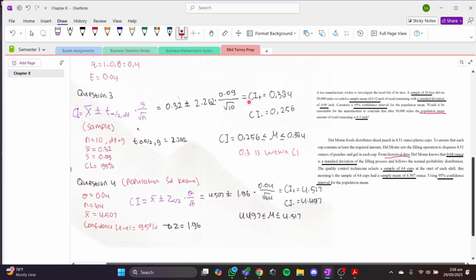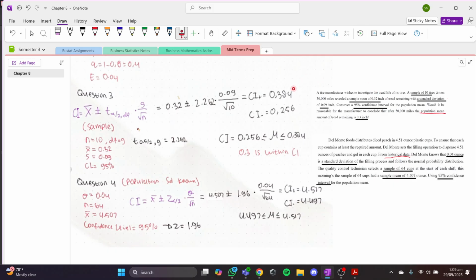Okay, so for question 3, it is about a tire manufacturing company that investigates its tread life with a sample of 10 tires driven 50,000 miles, and it reveals a sample mean of 0.32, a standard deviation of 0.09, and it wants a 94.5% confidence level for its population mean. So to find it, you use this. It's looking for the confidence interval, and it also wants to know if 0.3 inch is within the confidence interval.